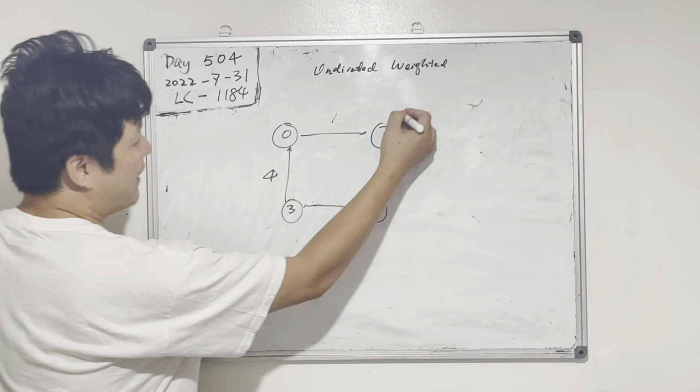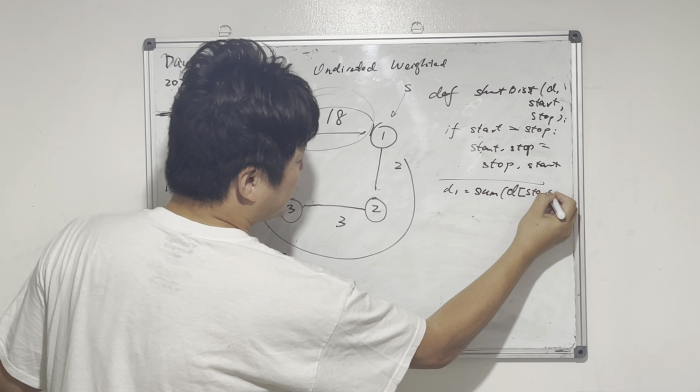If start is bigger than stop, then start, stop equals stop, start. Okay, we are just exchanging these 2 variables. So after this, the start is always smaller than stop. Okay, now we want to calculate the distance here. This distance d1 equals sum. We're using the sum, right? Sum of distance from start up to stop.